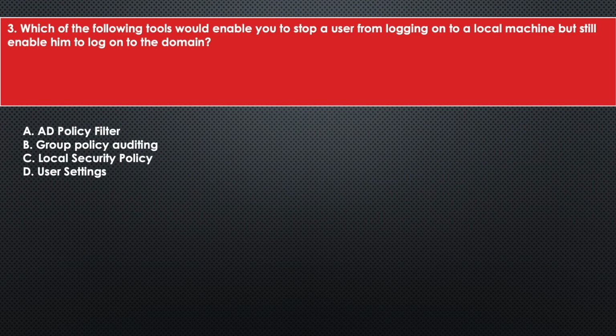3. Which of the following tools would enable you to stop a user from logging onto a local machine but still enable him to log onto the domain? A. AD policy filter. B. Group policy auditing. C. Local security policy. D. User settings. Answers. C. You can use local security policy to stop someone from logging onto a local machine.